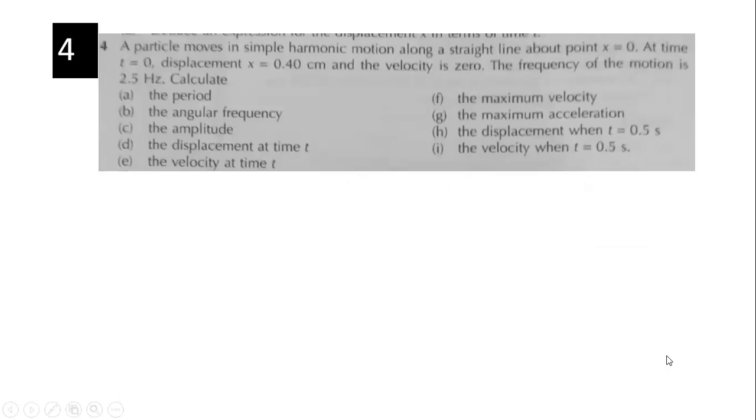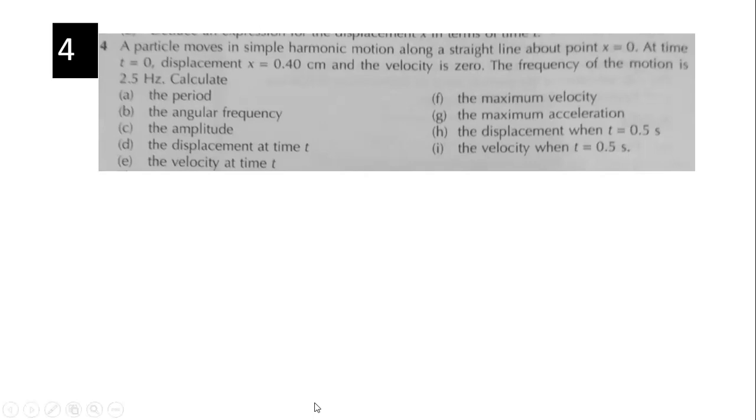Okay. A particle moves in simple harmonic motion along a straight line about a point x equals to 0. At time t equals to 0, the displacement is 0.4 cm and the velocity is 0. The frequency of motion is 2.5 hertz. Calculate. Keep that in mind. It is at the maximum amplitude possible. Positive maximum amplitude. That's oscillation. So it's a cos graph.